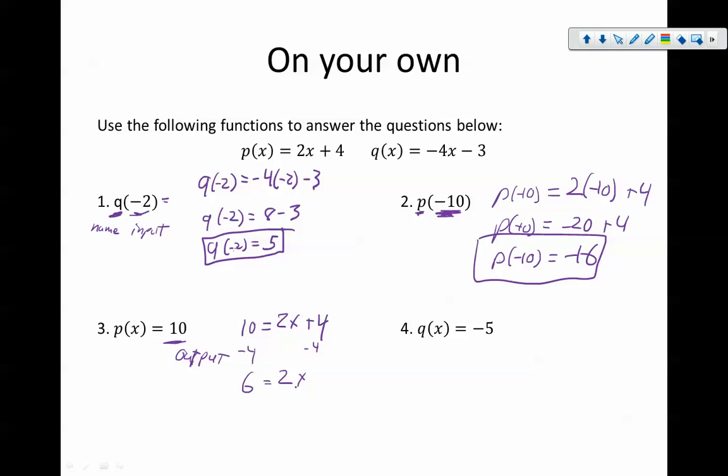6 equals 2x. Divide both sides by 2. I get 3 equals x. So when my input is 3 in the p function, I get an output of 10.